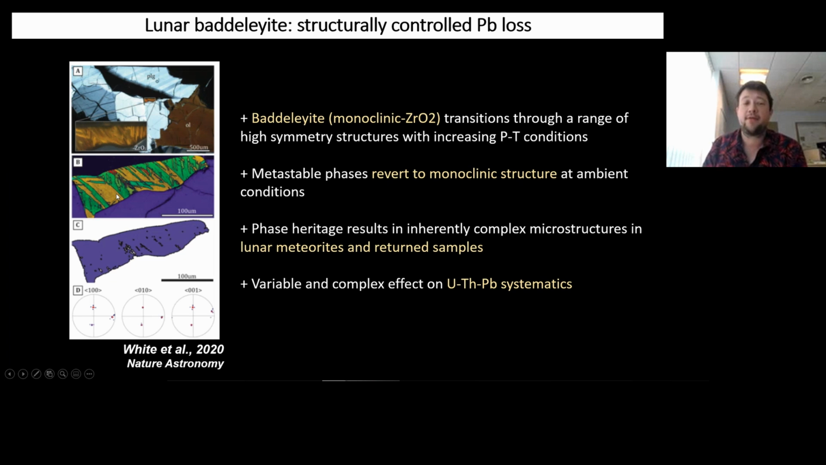So in this case, each colour obviously refers to a different orientation of the crystal. But through phase heritage, we can actually stitch all of those orientations back together to work out their precursor phase. In this case, the reason this baddeleyite is so complexly twinned is because it was originally one single cubic zirconia crystal. And then as that's reverted, as it's cooled, it's snapped back to the stable monoclinic phase. So even though it goes through a whole series of tetragonal, cubic, and orthorhombic structures with increasing temperature and pressure, they aren't stable in ambient conditions.